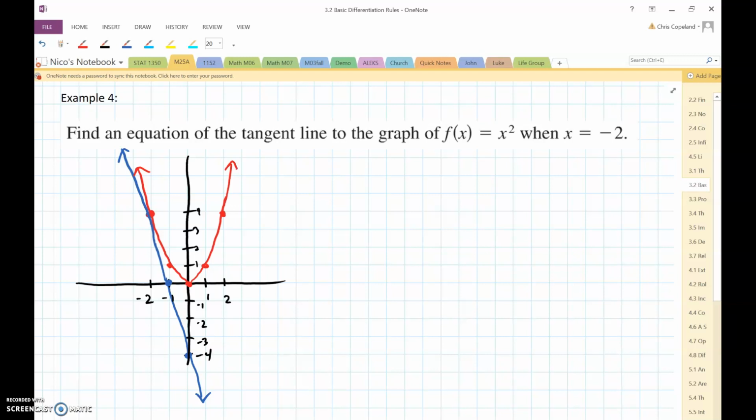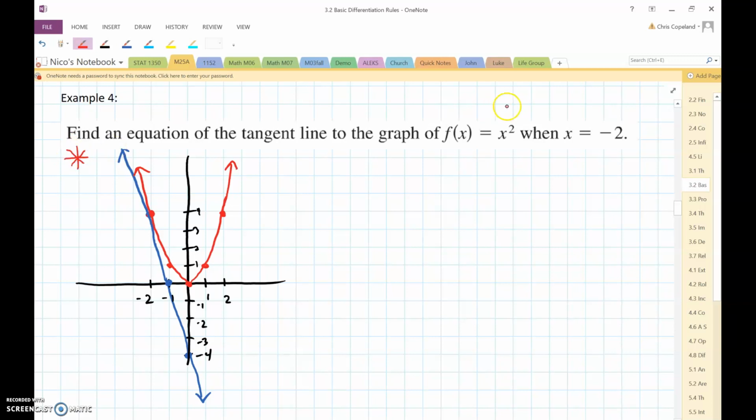Example 4, find an equation of a tangent line to the graph of f of x equals x squared when x equals -2. Okay, typically on a test, I'm not going to give you the graph. I'm going to have you actually come up with the graph on your own.